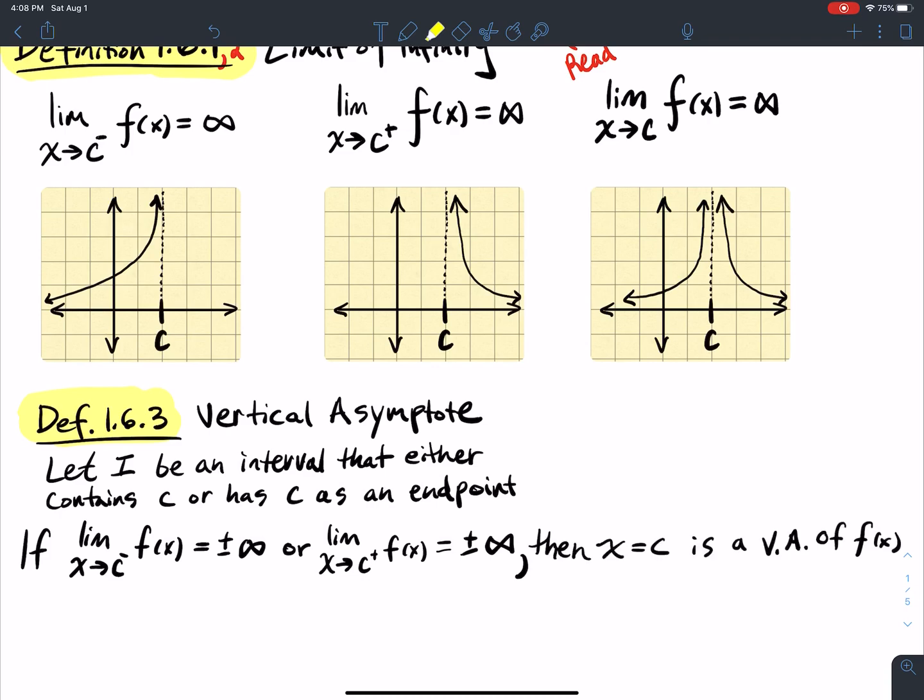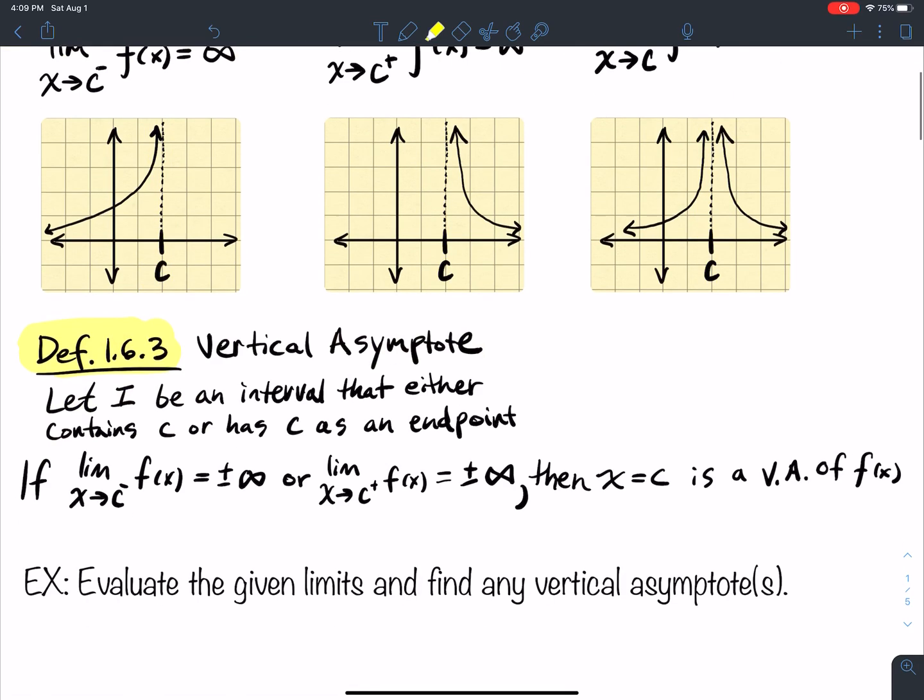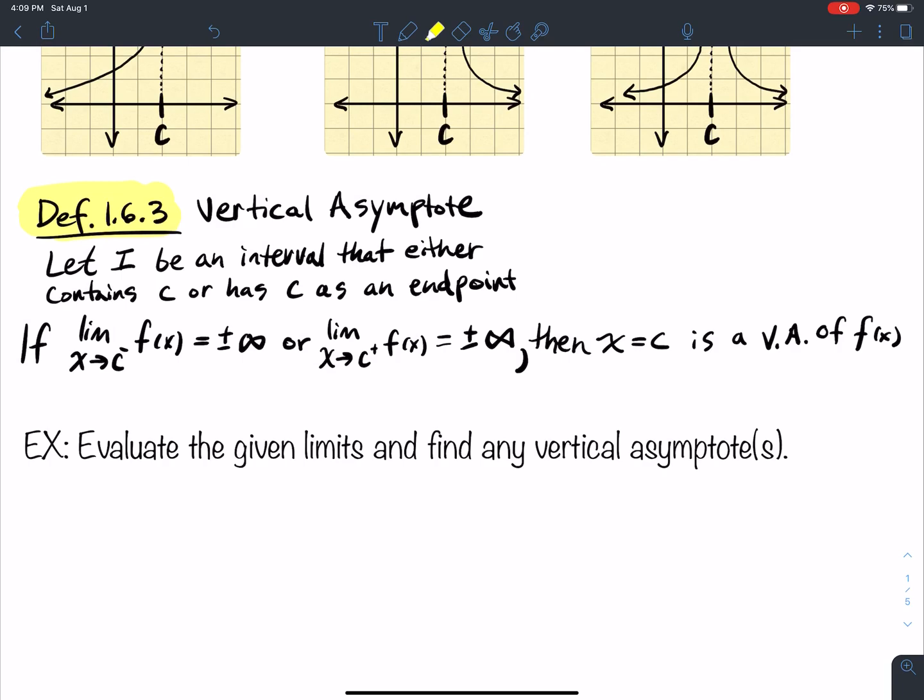All right, if that is true, then what? x equal to c is a vertical asymptote of the function. So if I want to show that there's a vertical asymptote there, I need to take left or right-handed limits, and if my left or right-handed limits are plus or minus infinity, then that tells me right there that I'm dealing with a vertical asymptote here, okay? So let's try to find and evaluate these limits, these infinite limits, and then if there are any vertical asymptotes, figure out what they are.